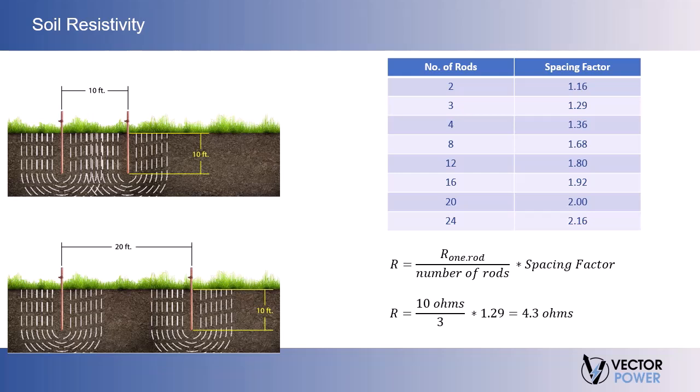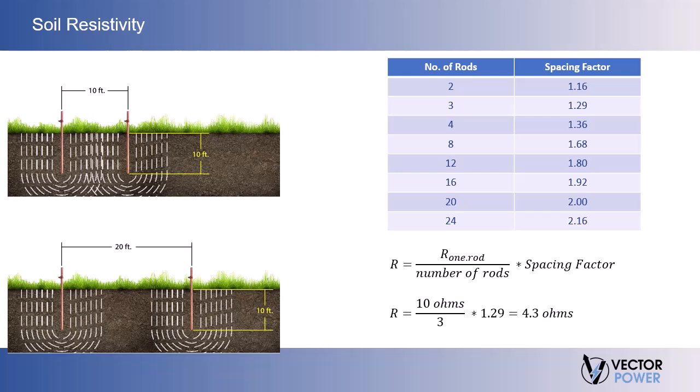Secondly, to achieve the best effect of additional rods, they should be spaced apart at equal to the depth and preferably at twice the depth. For example, multiple 10-foot rods should be spaced 20 feet apart to avoid being in the sphere of influence of each other. The adjustment factor required for multiple rods is shown in the following table.